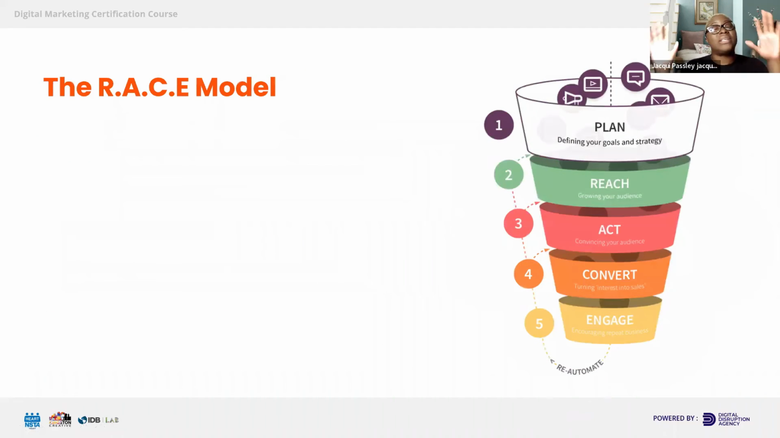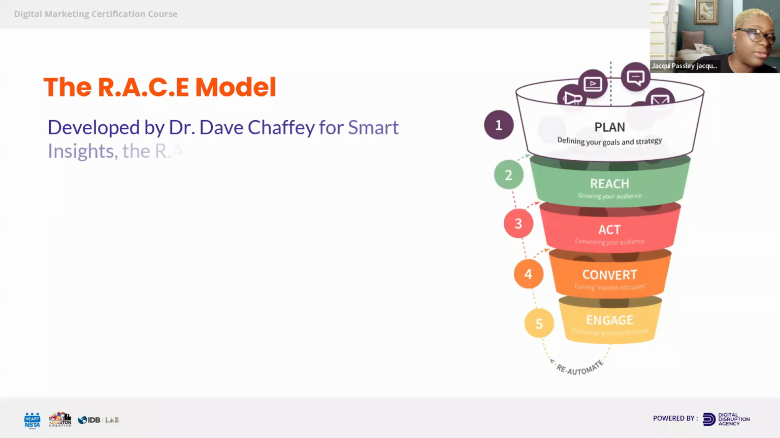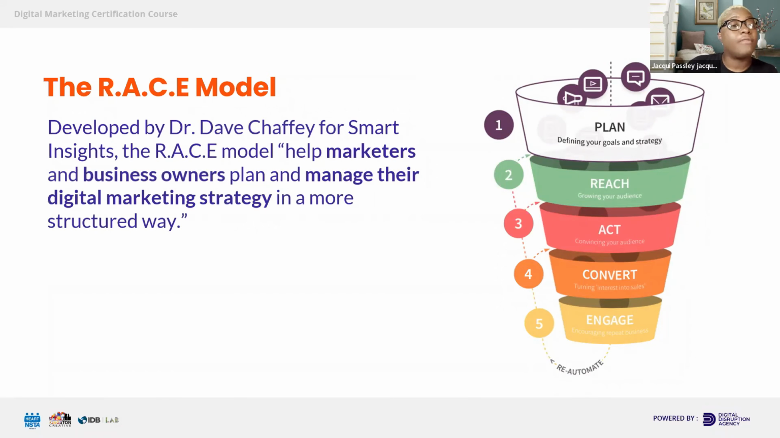All right, so that was the marketing mix model framework. We're going to look at two others and then we're going to end. So the second one is the RACE model. Now, this was developed by Dr. Chaffey for Smart Insights. And what the RACE model supposedly does, according to Dr. Chaffey, is that it helps marketers and business owners plan and manage their digital marketing strategy in a more structured way, right? How does it do that?